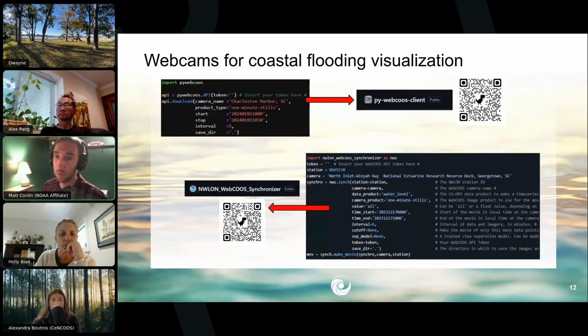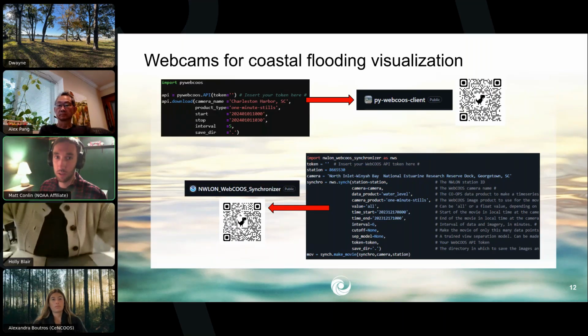So that's this PyWebCOOS client that you see at the top. WebCOOS has an API, but it's pretty low level. It's a command line type tool. So we developed a Python wrapper around it so that if anyone's familiar with using Python, you can go in and fetch WebCOOS data with that.